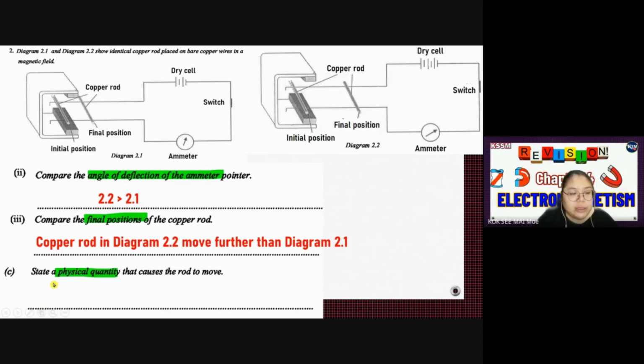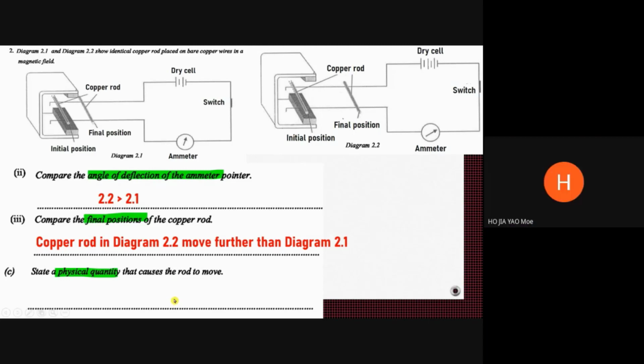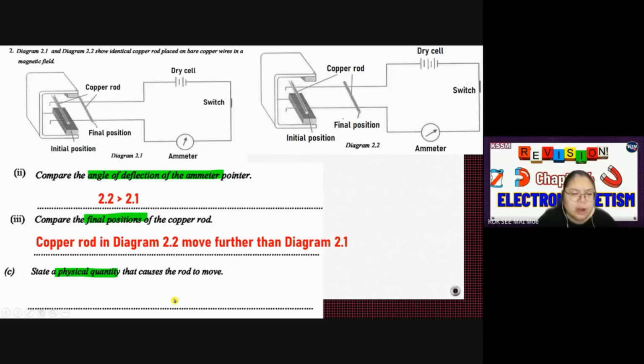Now we need to state the physical quantity that caused the rod to move. Who caused the rod to move? The physical quantity means what we learn in physics, something that can be measured. So for this question, current makes it move? No, think about it. One more: Fleming's left hand rule. We have a magnet, we have current, and one more, force. Got force, then it can move.